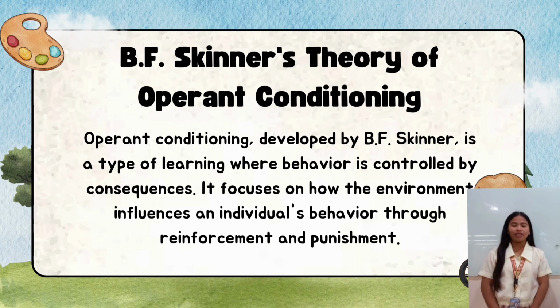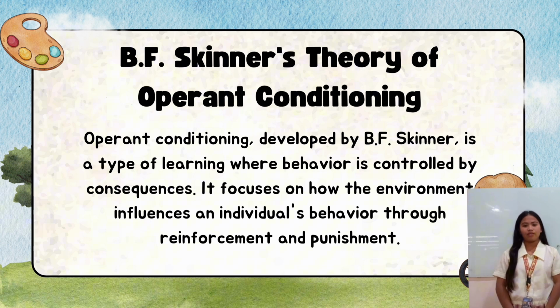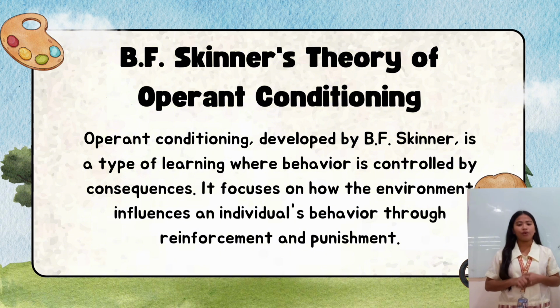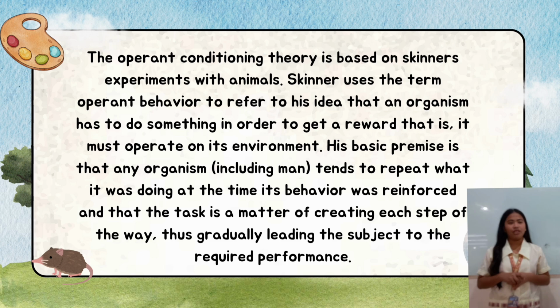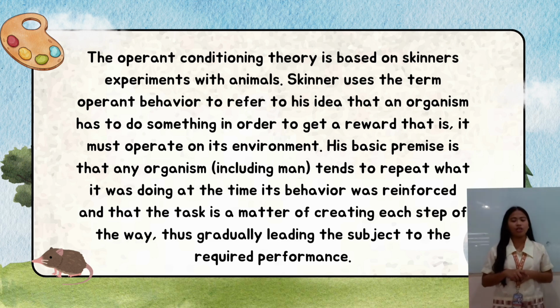Operant conditioning was derived from the theory of Thorndike, and it was developed by Burrhus Frederick, known as B.F. Skinner. This theory is a type of learning where behavior is controlled by consequences. It focuses on how the environment influences an individual's behavior through reinforcement and punishment. The theory is based on Skinner's experiments with animals.